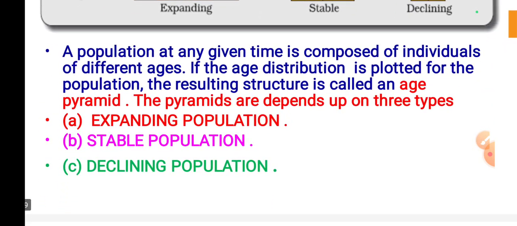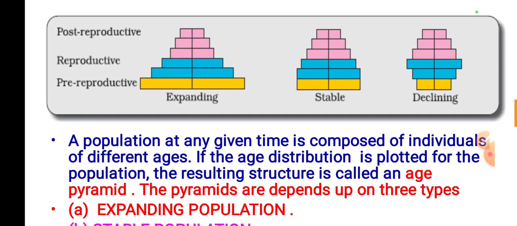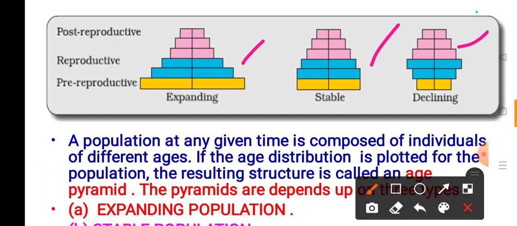A population at any given time is composed of individuals of different ages. If the age distribution is plotted for the population, the resulting structure is called an age pyramid. The pyramids depend upon three types: expanding population, stable population, and declining population. Those are the ones we studied in these structures: first, second, and third.